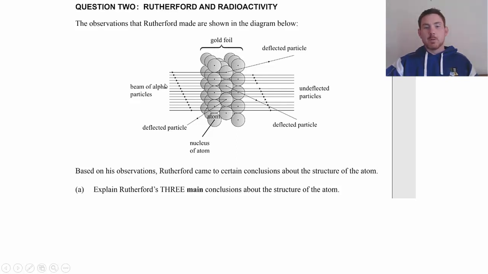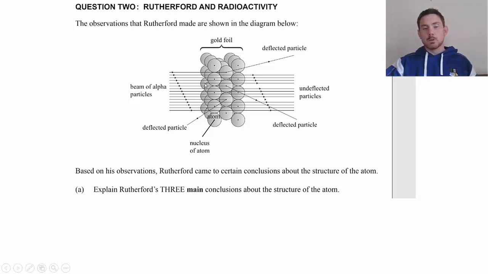We've got the beam of alpha particles coming from the left to the right, and we can see that occasionally some of those particles are deflected at small angles, and even more rarely particles are deflected backwards from the gold foil. And it was these observations that helped Rutherford to understand what the model of the atom must be. So he made 3 conclusions based on these observations.